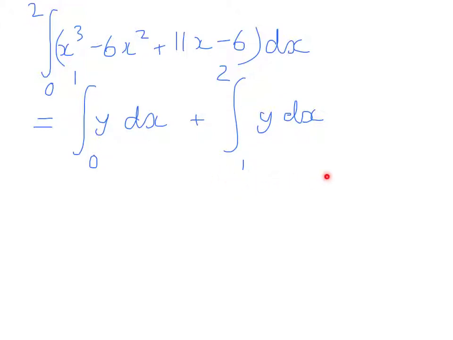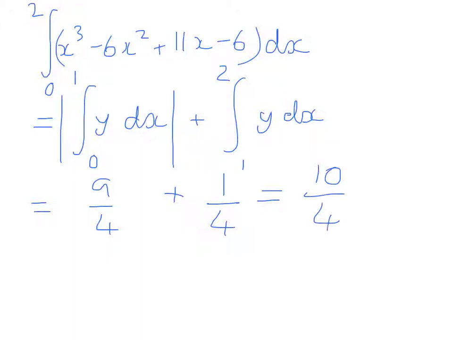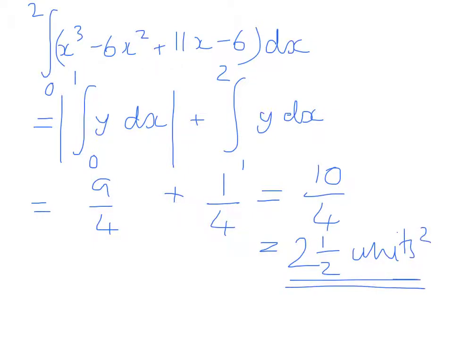Therefore, we had to find the absolute value of the negative bit, and that was 9 over 4. And when we found the area of the bit above the axis, that was 1/4. So in total we've got 10/4, or 2.5 units squared as the total area. And that's our final answer.